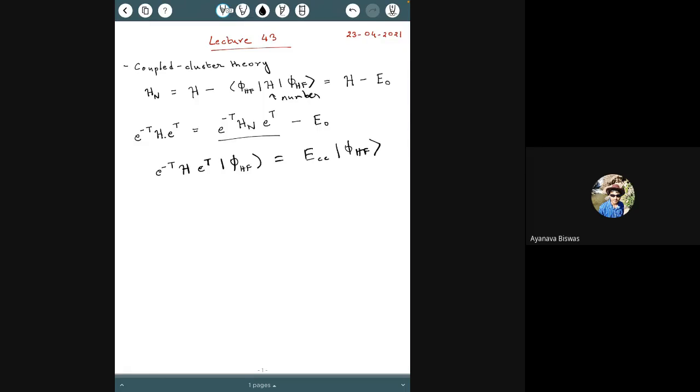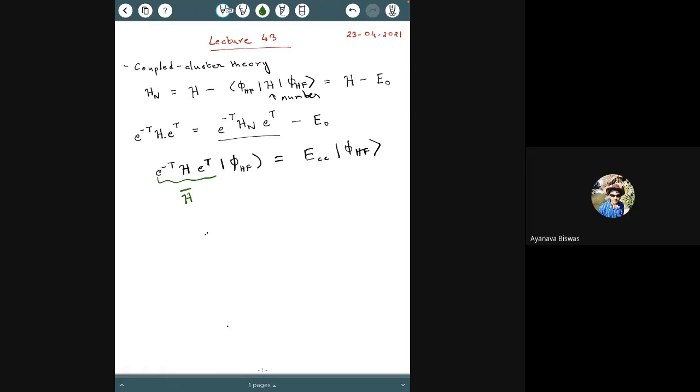Right? So basically, I told you that to obtain the energy expression as well as the expressions for determining the cluster amplitudes, which are my variables, I have to project this equation with either the ground state function, so with phi Hartree-Fock, or with the excited functions. And this we can call H bar, where this is the full Hamiltonian.